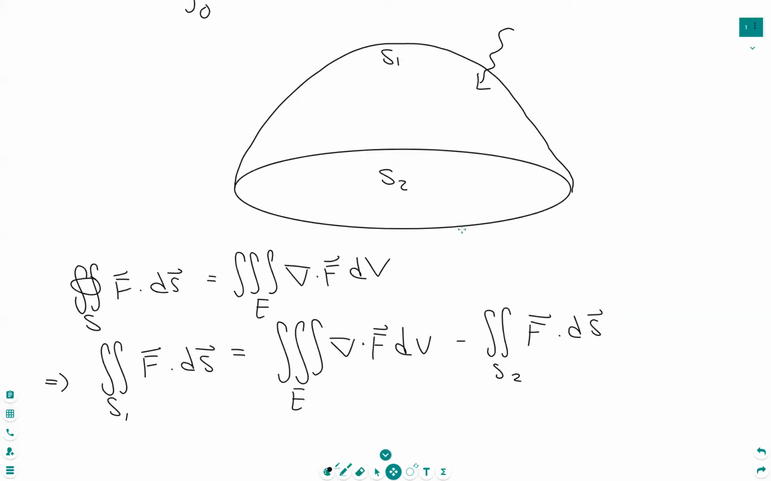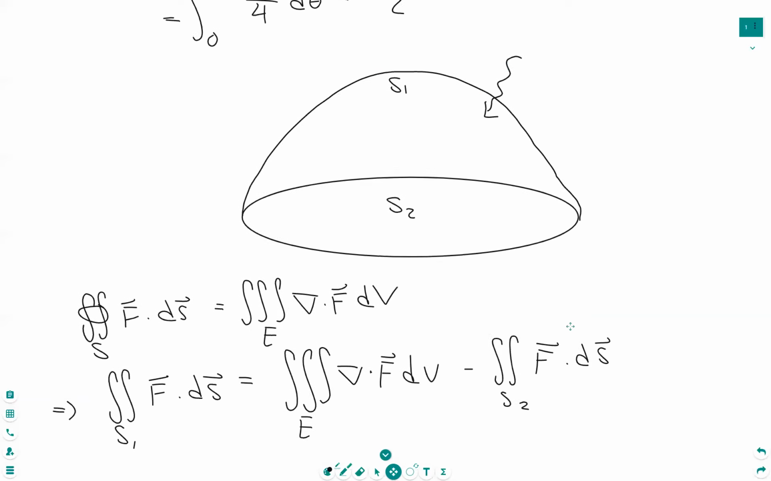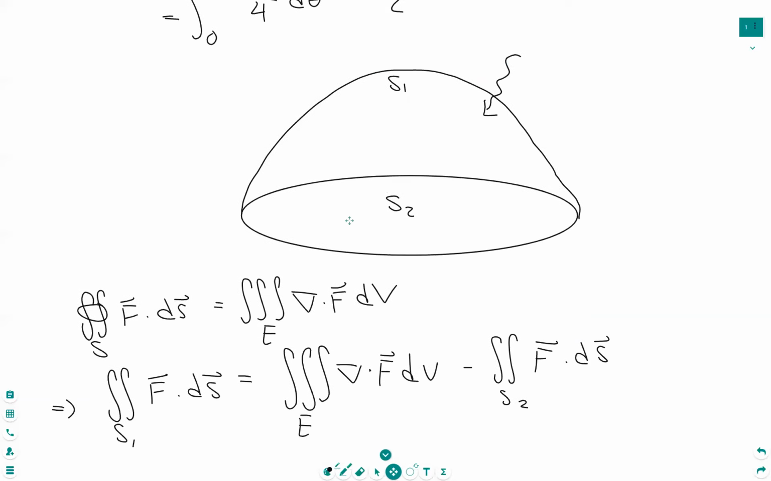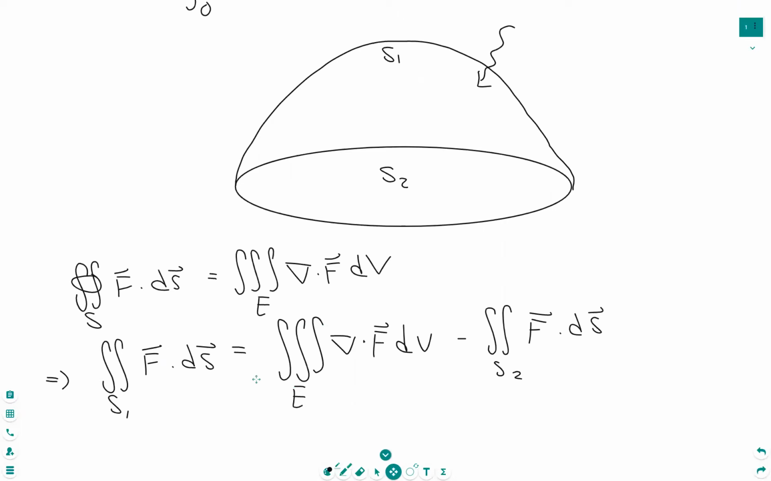If S2 wasn't really there and you wanted just the flux through S1, you could imagine that the surface integral for S2 is much easier to do, and the enclosed volume might also be easier. So this is a workaround if you don't have a closed surface. You could augment it and then subtract the components that you needed to add in order to make it closed.